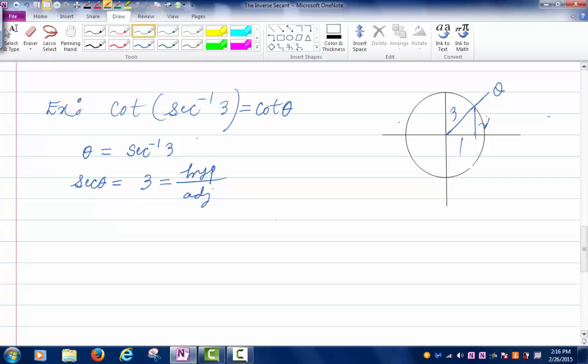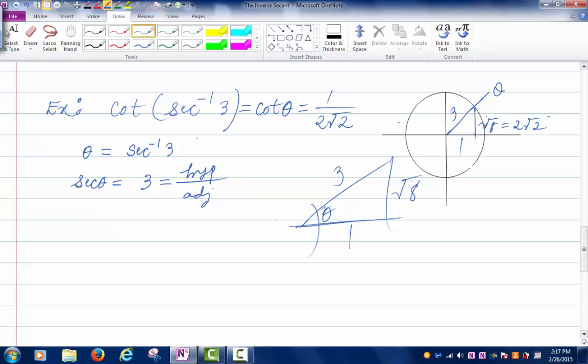It'll be radical 8, which is 2 root 2. So I get cotangent theta would be, cotangent is the opposite over tangent, so it'll be adjacent over opposite. Adjacent is 1, opposite is root 2 over 2. Now once again I want to say, you don't have to draw the circle, as long as you draw a right triangle and label your angle theta and say that hypotenuse would be 3, adjacent would be 1, opposite would be root of 8, you're fine.